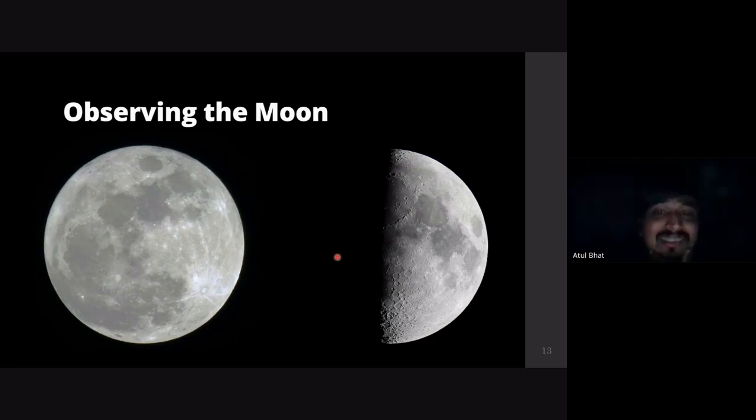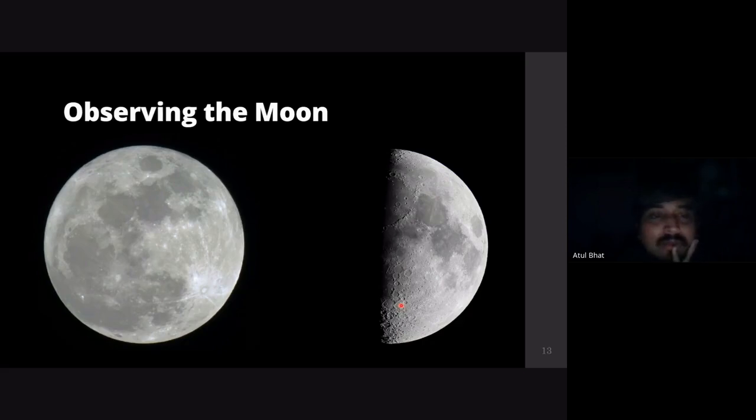And then if I give you the distance to the moon, using similar triangles and all these basic geometry things, we can measure the size of the moon. What is the diameter of the moon? And once you know the diameter of the moon, let's say you can capture an image like this, or you can even get one online.